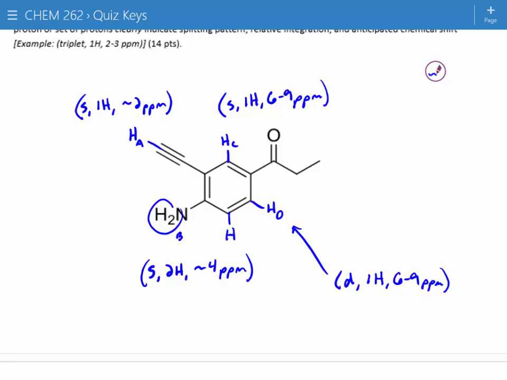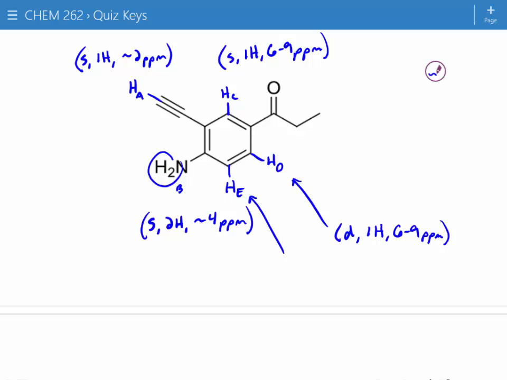What about this proton? Is that the same as HD or different? Different. So we'll call this HE. And this is pretty similar to HD. What should it be split as? Doublet. It should be 1 proton. And it should be 6 to 9 ppm.